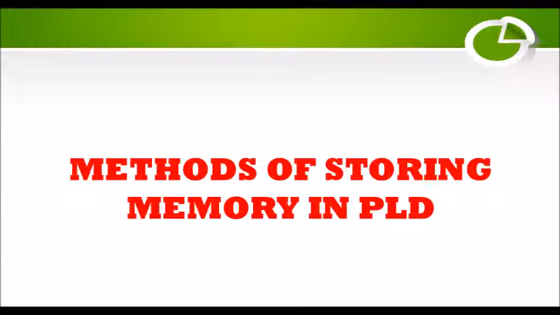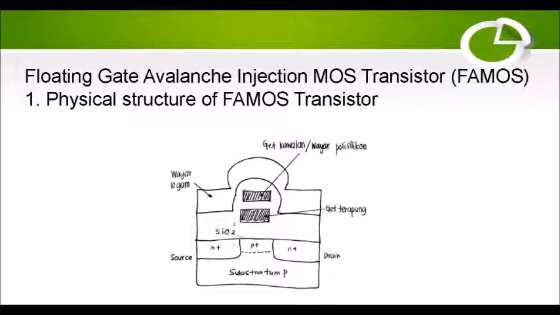Method of storing memory in PLD. Floating gate avalanche injection MOS transistor, or known as FAMOS. So this is the physical structure of the FAMOS transistor: polysilicon wire, metal, source, drain, and P substrate.